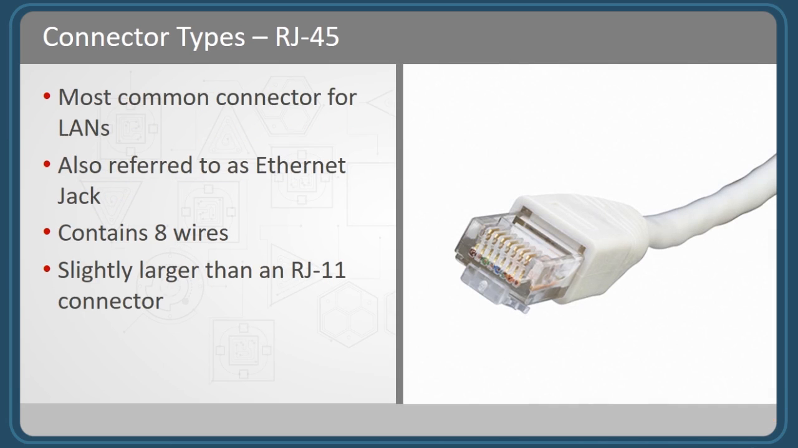So here we have the RJ45, which for all intents and purposes is what we tend to think of when we say a standard network cable. This is by far the most common connector for LAN environments and often referred to as an Ethernet jack because that is the type of cabling used in Ethernet implementations. The cable and the connector has 8 wires in this case, so it's slightly larger than an RJ11, but they do look similar. But again, this is for all intents and purposes a standard network cable.